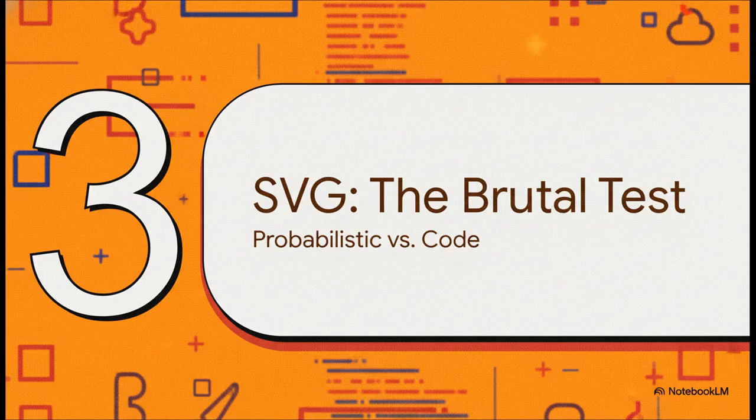And if you thought that was tough, oh boy, let's talk about the ultimate stress test for an AI's visual understanding: generating scalable vector graphics, or SVGs.